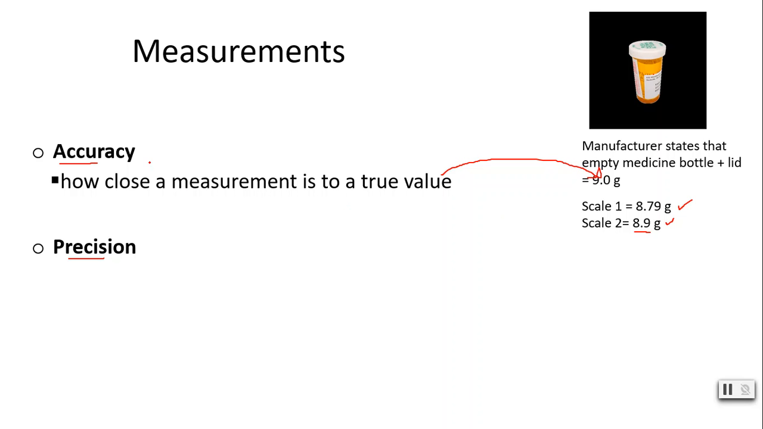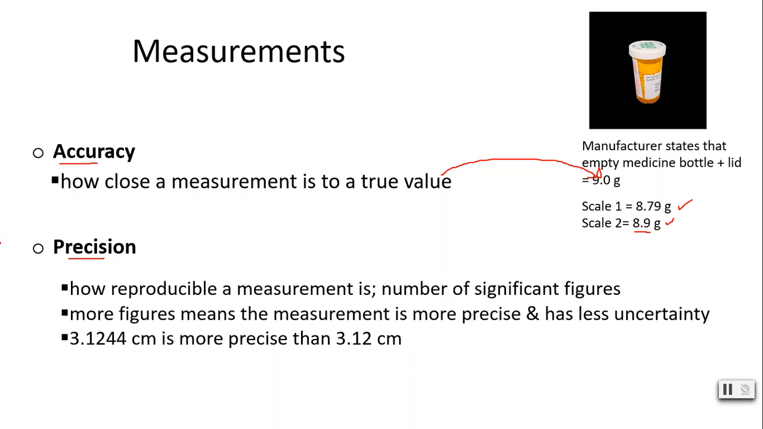Accuracy is different than precision. Precision speaks to how reproducible a measurement is, or how many significant figures, how many digits, are associated with that measurement. We're going to define the term significant figures later in the chapter. But for right now, you should know that something that is precise has more numbers associated with it.